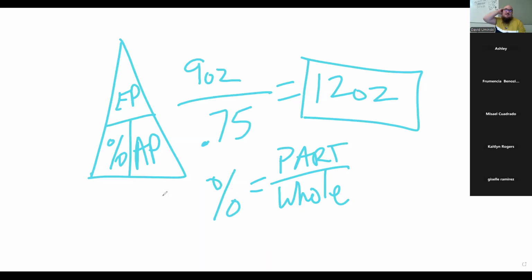So the reason why edible portion is at the top of the pyramid, or the triangle, is because that's the part that's left over after you have purchased the as-purchased, which is the whole. Think about the brisket that comes in. That whole brisket comes in and then we trim it, we smoke it, it shrinks, it loses water. So there's a part of it that's left over based on the whole amount. So part divided by the whole.